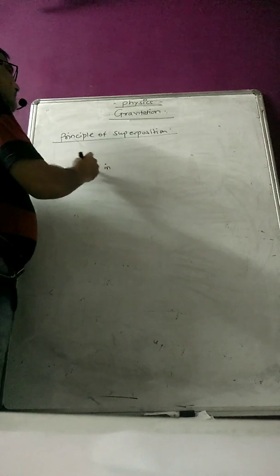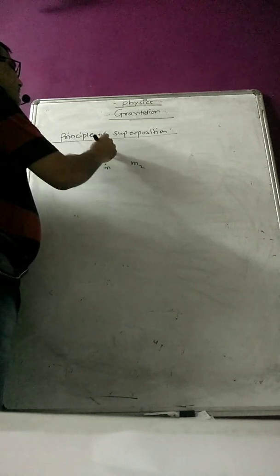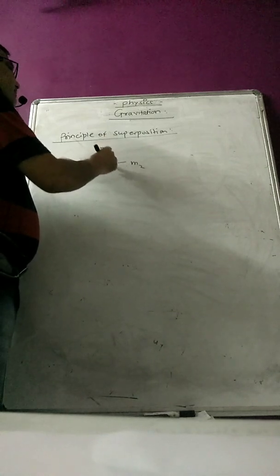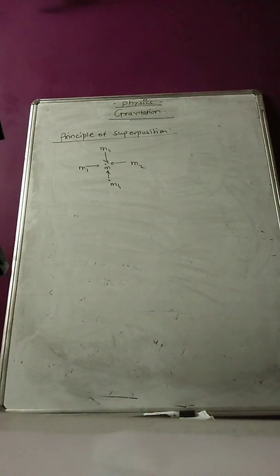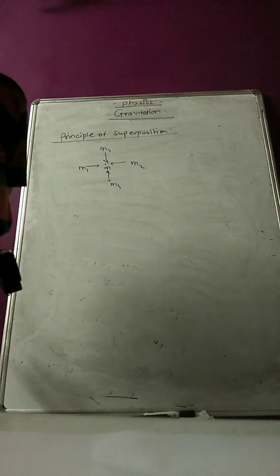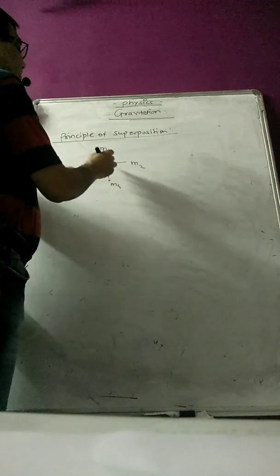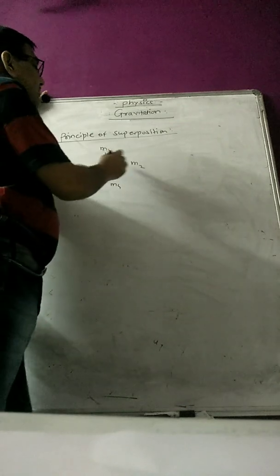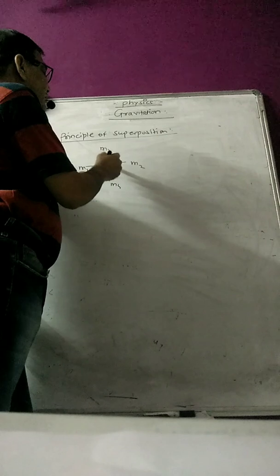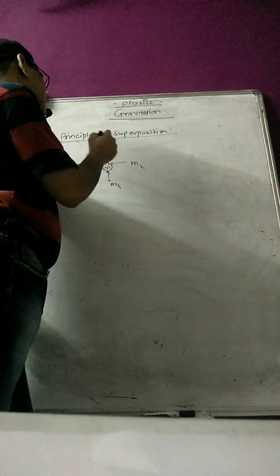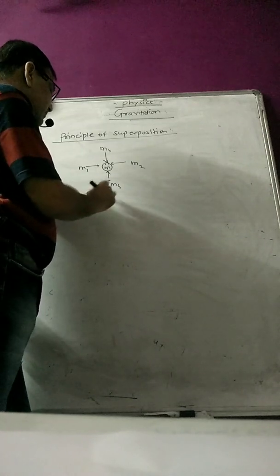It states that the resultant gravitational force acting on a particle due to a number of other particles is equal to the vector sum of gravitational forces exerted by the individual particles. Suppose there is one mass, and on that mass the first mass is exerting a force, the second mass is also exerting force, the third and fourth masses too. So what will be the resultant force?